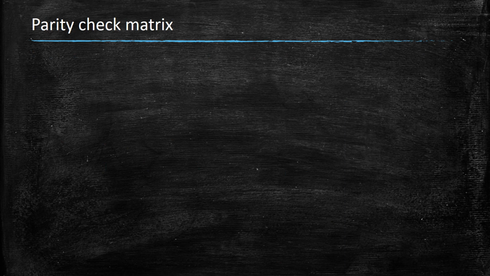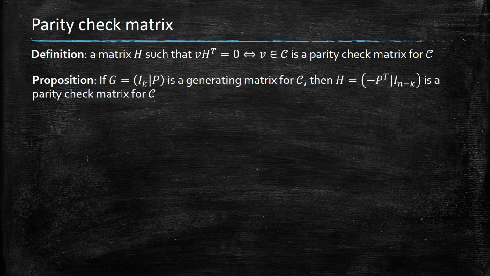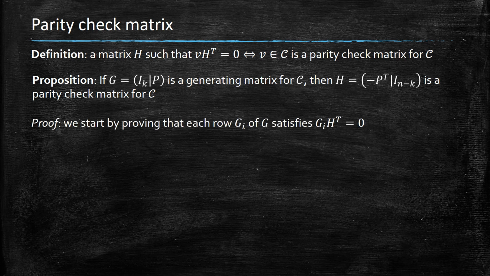Now, another important notion is the notion of a parity check matrix, which we will need for the decoding. A parity check matrix is a matrix H such that V times H transpose equals 0 is equivalent to V being in the code. Now, it turns out that if G is in systematic form, that is an identity block followed by P, then H being minus P transpose followed by the identity block I_{n-k} is a parity check matrix. Now, we will prove that fact.